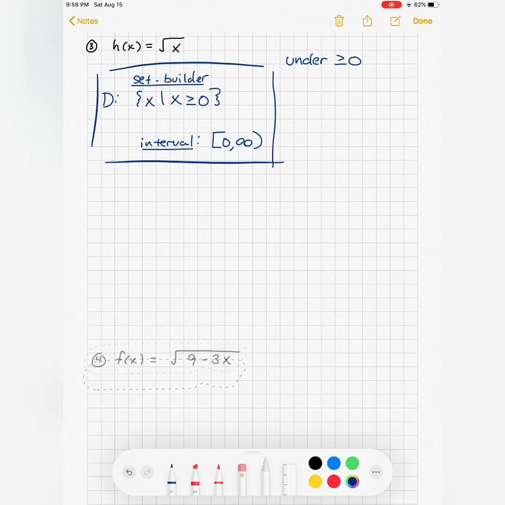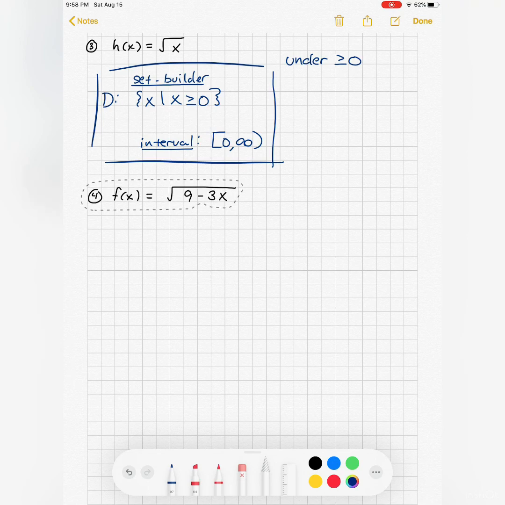Okay, here's a fancier square root, but the good news is, I still follow this same rule. So to find the domain, whatever is underneath the square root has to be non-negative, has to be greater than or equal to 0. Then I just solve the little inequality, so subtract 9. Just be careful.